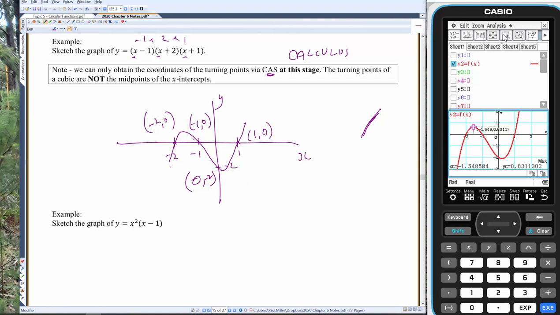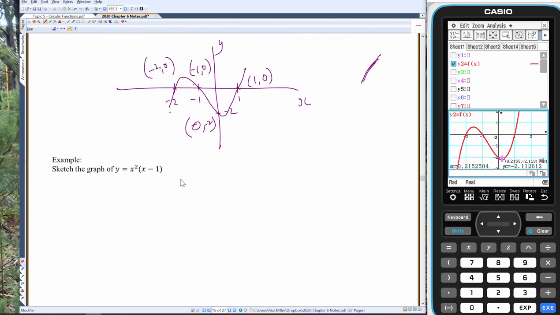And over here, we'll just go to the minimum. So I'm going to do analysis, gsolve, and min. Notice that the other turning point is at 0.2, not at 0. So again, that's the method that you would use with CAS to find the turning points: you would just go into graph mode and actually pick them off the graph.